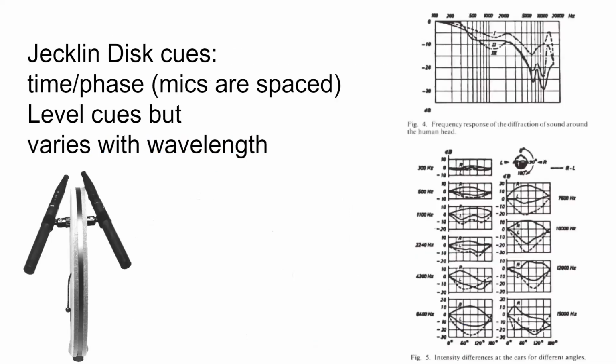So what the Jecklin Disc does is it spaces the mics apart and then has this disc in the middle that blocks the signal, just like your head blocks the signal between the two sides. So what you're going to pick up with that, you're going to get time differences, you're going to get phase differences, you're going to get the same level differences between the mics, but now it's going to vary with wavelength, just like it does as sound moves around your head.